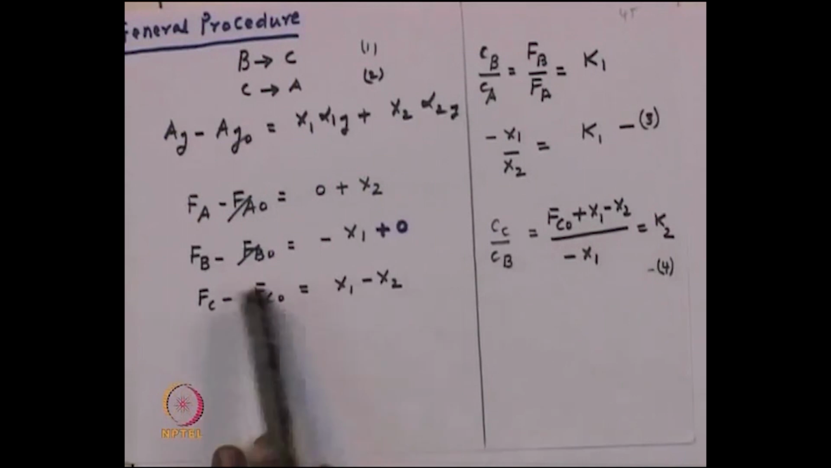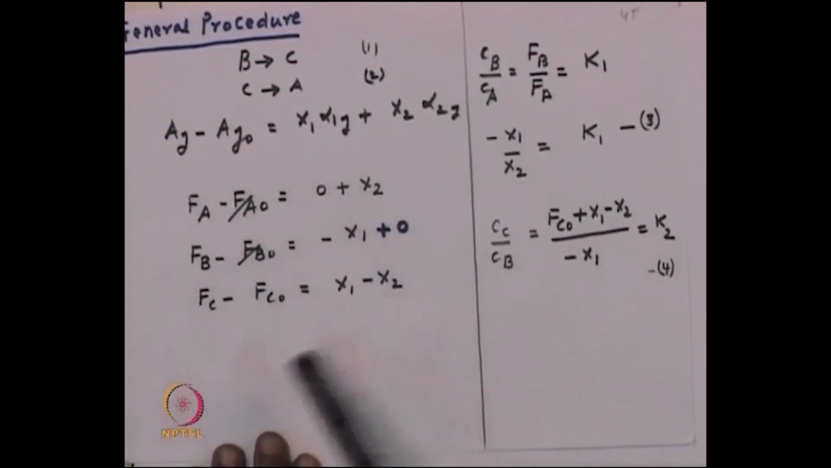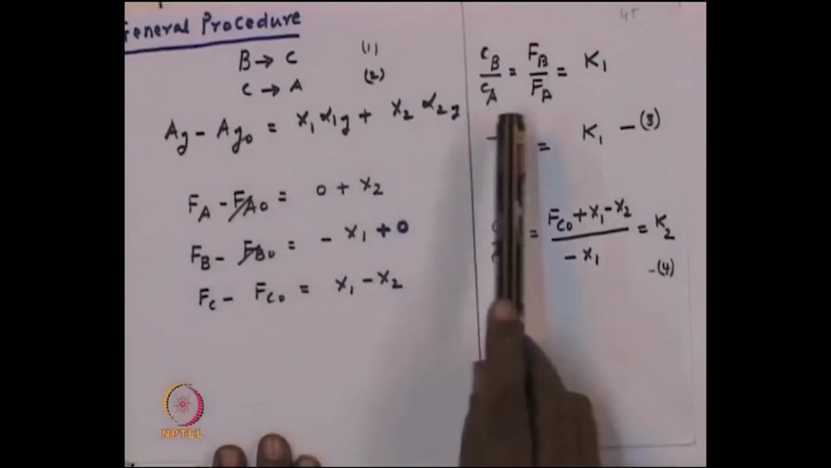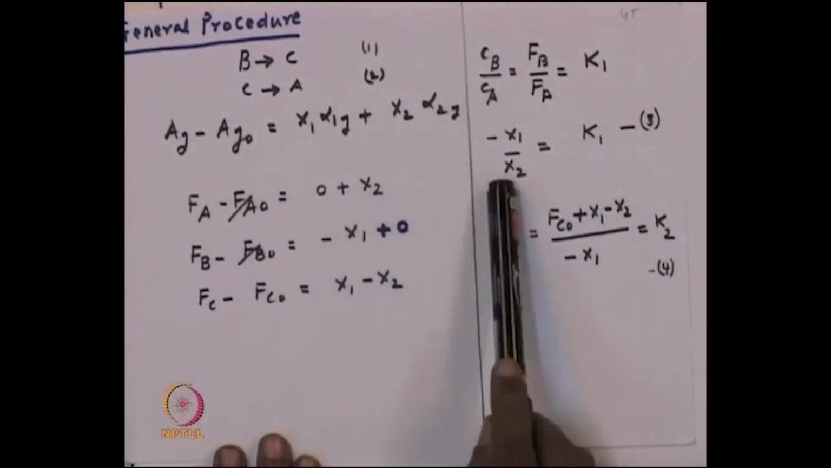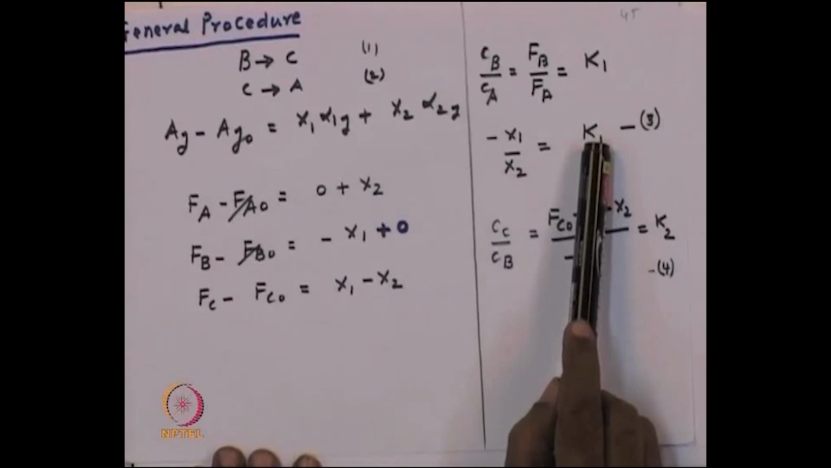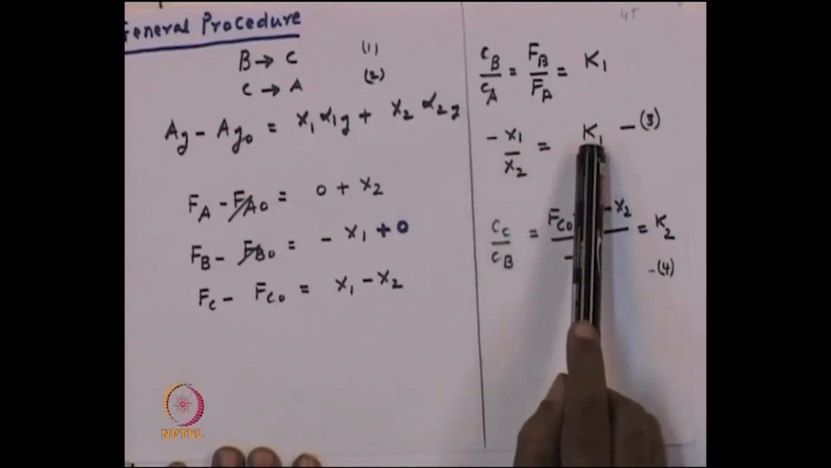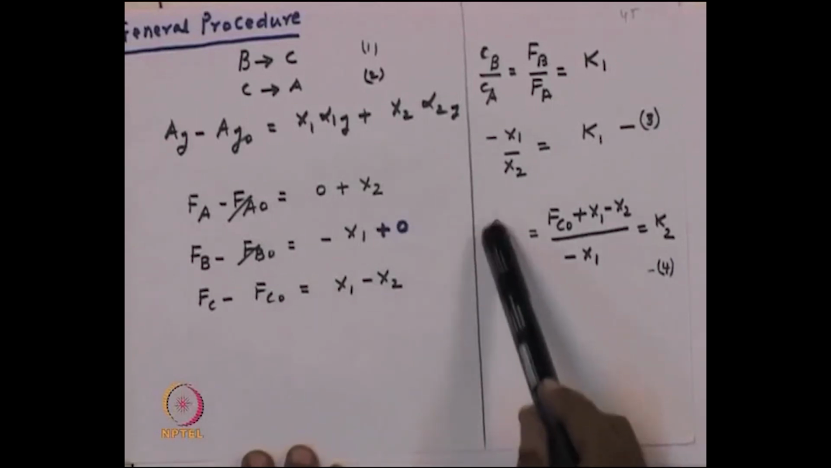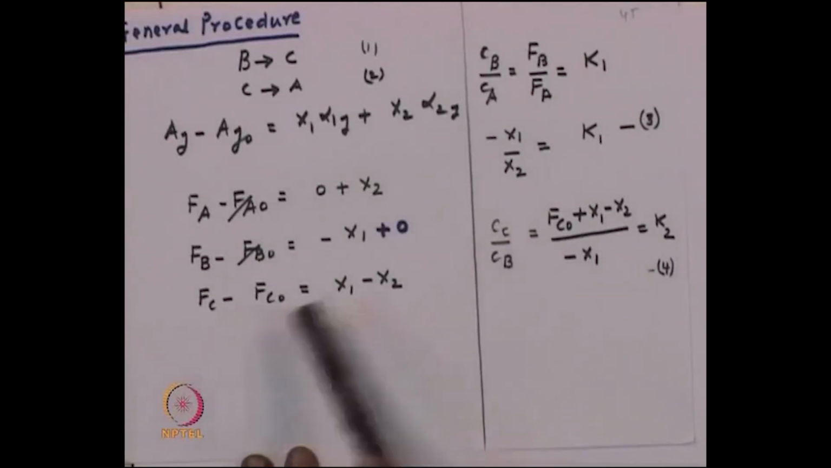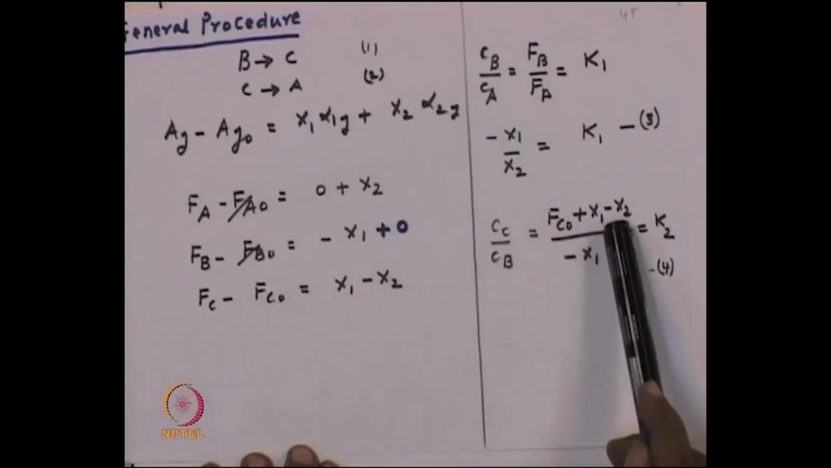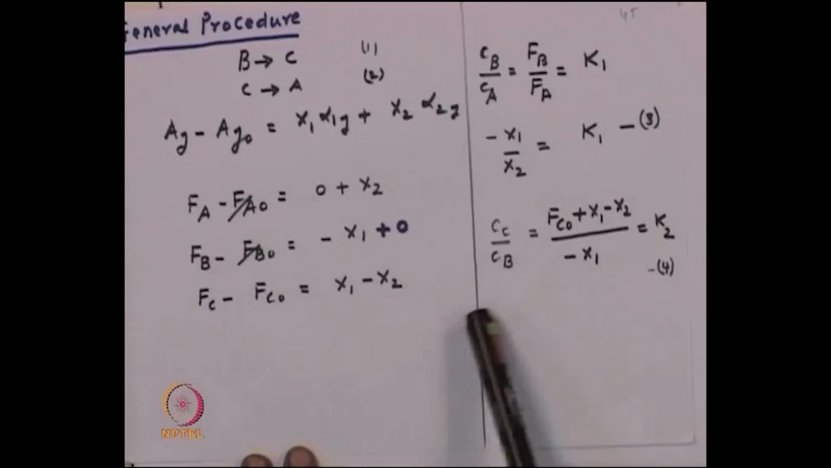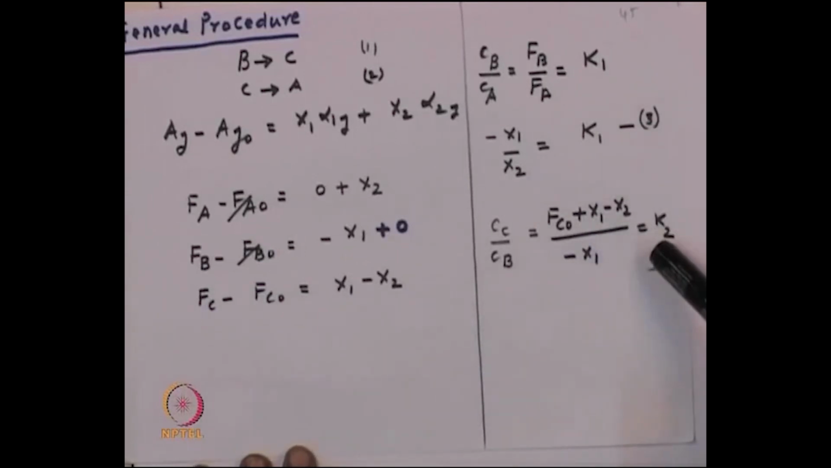Now, you have to write this in terms of our stoichiometry. What is our stoichiometry? It says F B by F A is minus x 1 by x 2, which is K 1. Is it all right? Minus x 1 by x 2 is K 1, and then we have F C by F B, correct. So, F C is what? F C 0 plus x 1 minus x 2, and then divided by F B, which is minus x 1. So, we have two equations 3 and 4 to solve for x 1 and x 2.